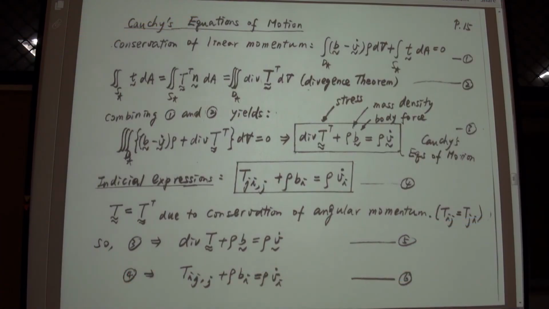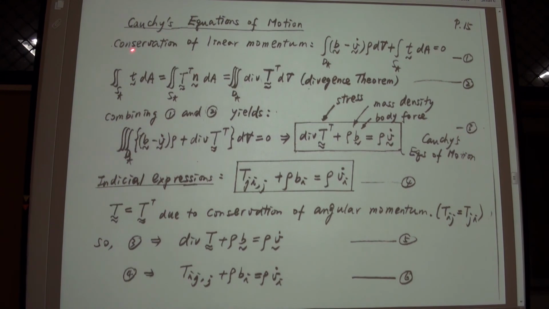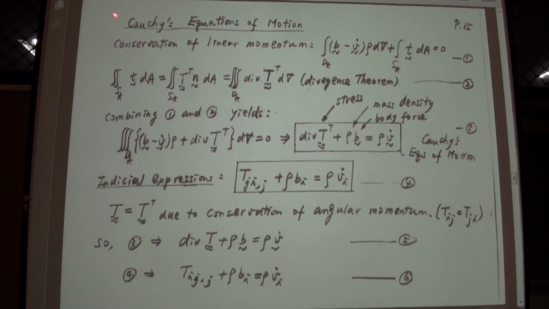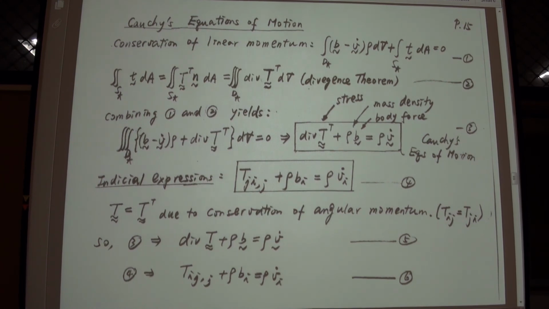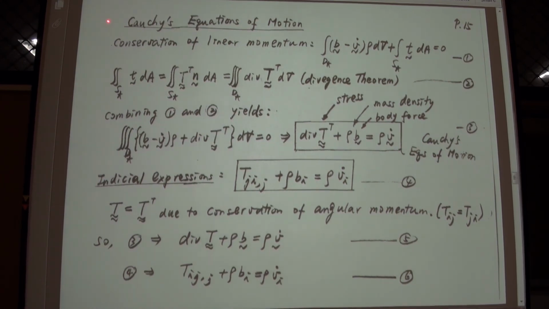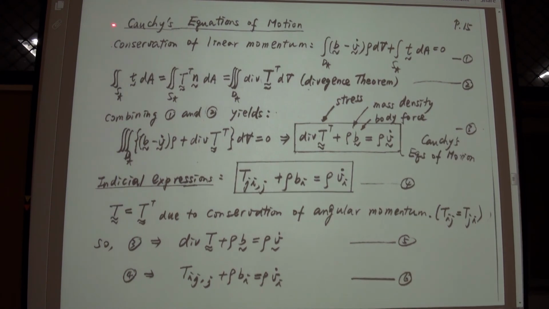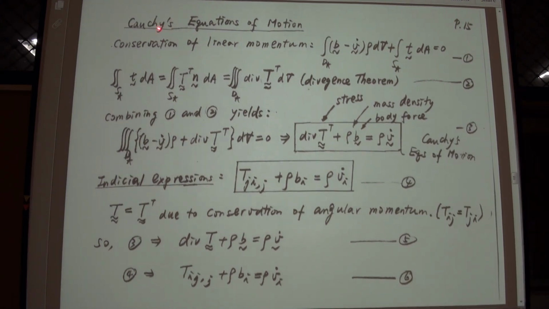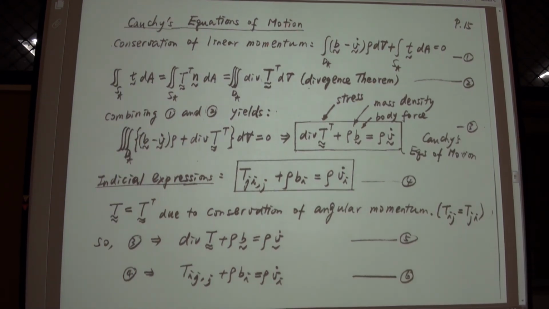Today we talk about section 3.3. In this transparency, I didn't put the section 3.3 here. Please do it by yourself. Now we are talking about section 3.3 here. Okay, section 3.3 is Cauchy's equation of motion.